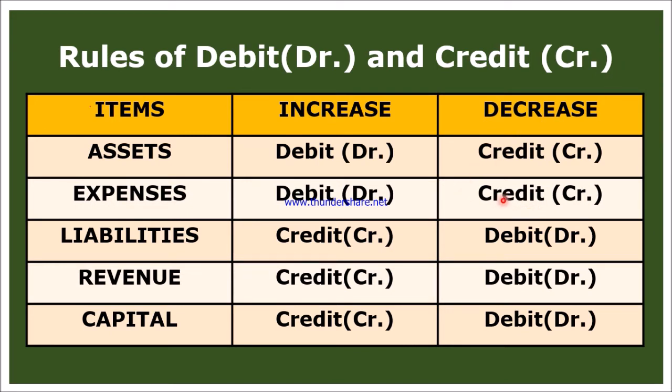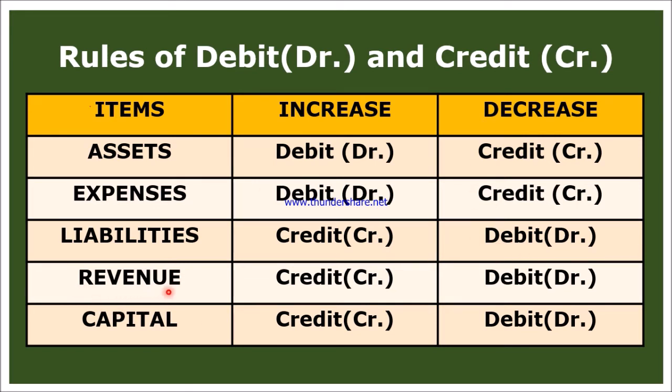Alright. Next we have the liabilities. Liabilities means any obligation that we have to pay in future. And the rule is, if liabilities increase, then we have to credit. If liabilities decrease, then debit.